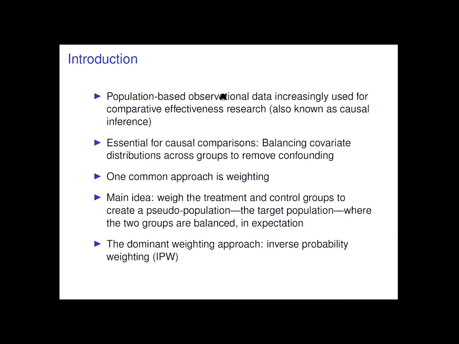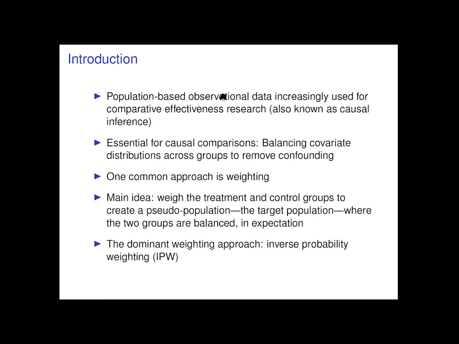So for causal comparison using observational studies, the key thing is to balance the covariate distribution between the treatment group and control group to remove confounding. If the two groups are similar, like in a randomized trial, then you can arguably draw a causal conclusion. Even that is strong. But of course, in observational studies, often the treatment group and control group look very different.